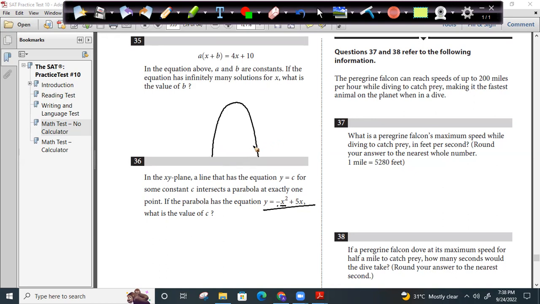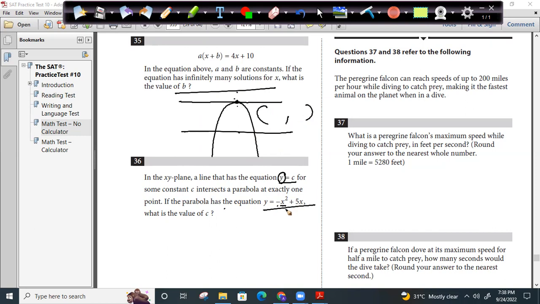If a line y equal to c touches the parabola at exactly one point, that is only possible if the line touches at the vertex. If the line is above, 0 points. If the line is below, 0 points. So y is asking, indirectly, for the y coordinate of the vertex.